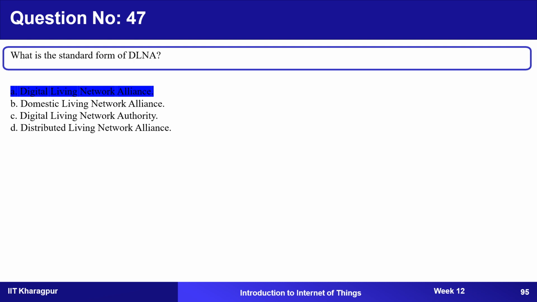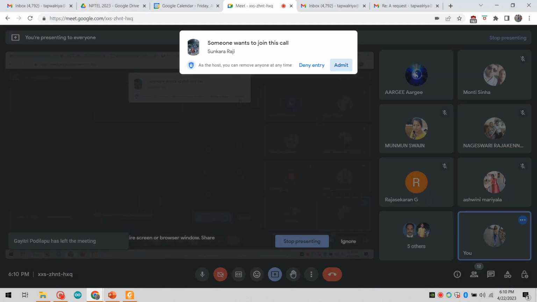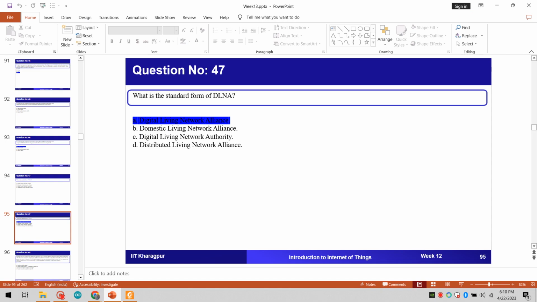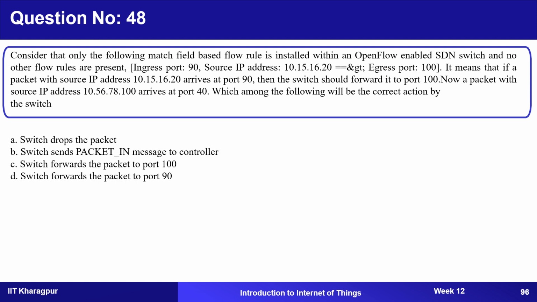Okay, ma'am. So the correct option for this is A, that is Digital Living Network Alliance. Next question: consider that only the following match-field based flow rule is installed in an OpenFlow enabled SDN switch and no other flow rules are present.